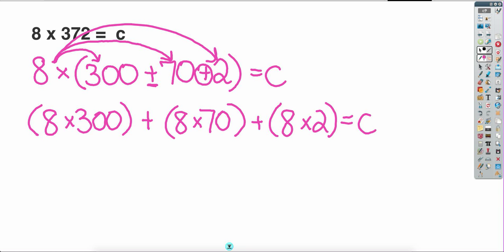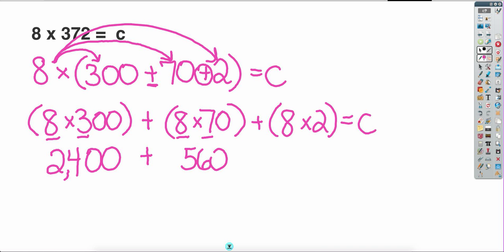So the product of 8 times 300, 8 times 3 is 24. I add my 2 zeros to the end of the product, put my comma, 2,400 plus 8 times 70. 8 times 7, 56, add a 0. Plus 8 times 2, basic fact, 16 equals C.